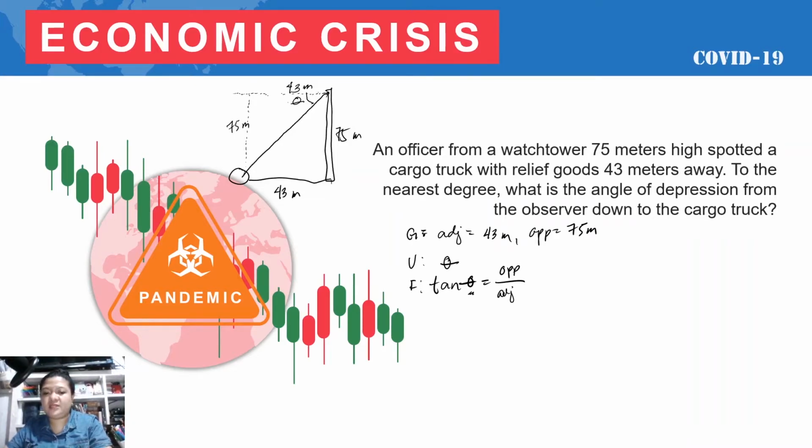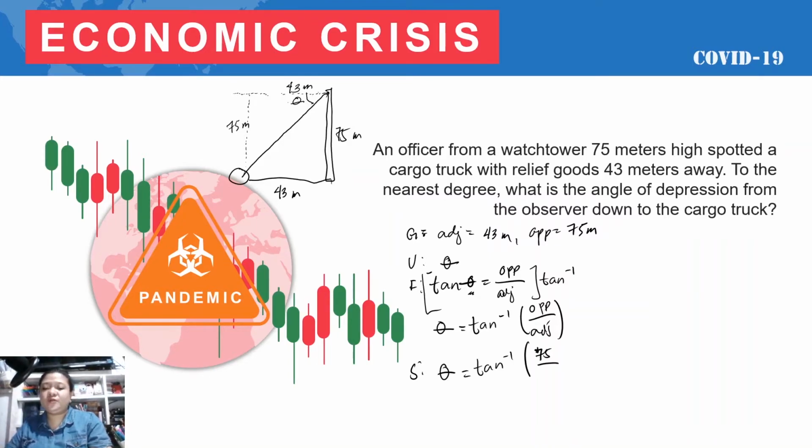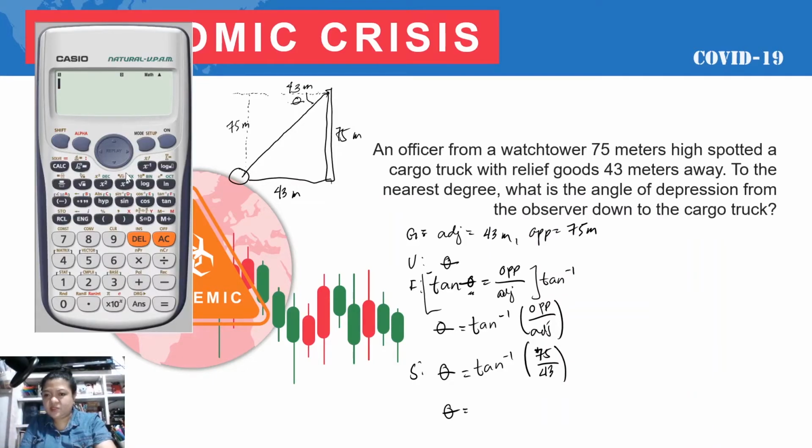But since we are looking only for theta, we will get the arctangent. Okay, so the formula here is theta is equal to arctangent of the opposite side over the adjacent side. Now let us solve for theta. So theta is equal to arctangent of the opposite side, which is 75 meters, over the adjacent side, which is 43 meters. Is arctangent, so shift tangent 75 divided by 43. So the answer is 60.17291535. So when we write it into decimal places, this will be 60.17 degrees.